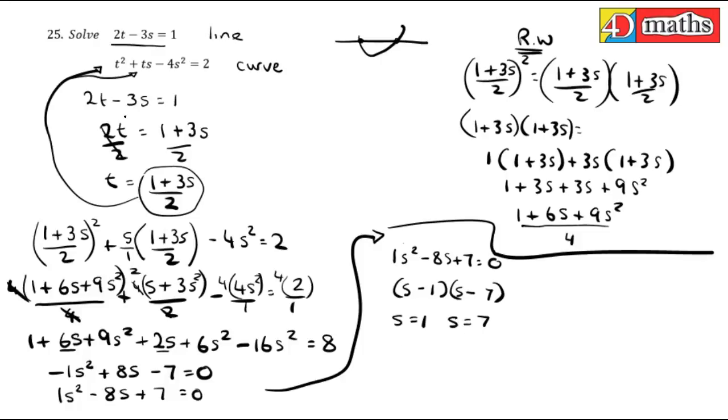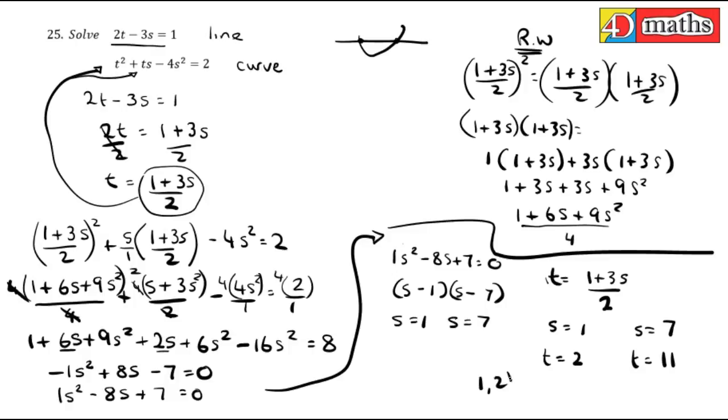Now we need to know what t is, because that's the other value we don't know, right? So this is what t is equal to. So t is equal to 1 plus 3s over 2. So if s is equal to 1, I sub it in, so that 1 plus 3 is 4, over 2 is 2. t is 2. And if s is 7, 1 plus 21, which is 22 over 2, which would make it 11. Okay, so the 2 points are 1, 2, and 7, 11. So they're attached in some ways. Okay, that's where the line and the curve will meet.